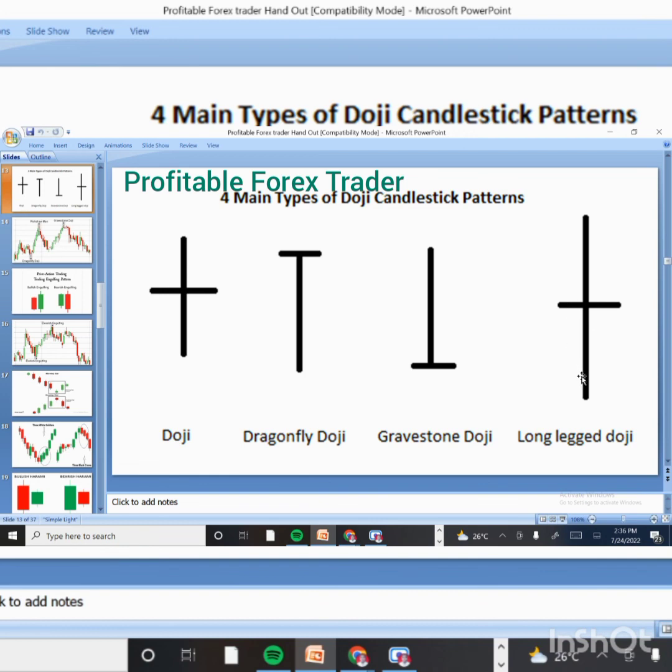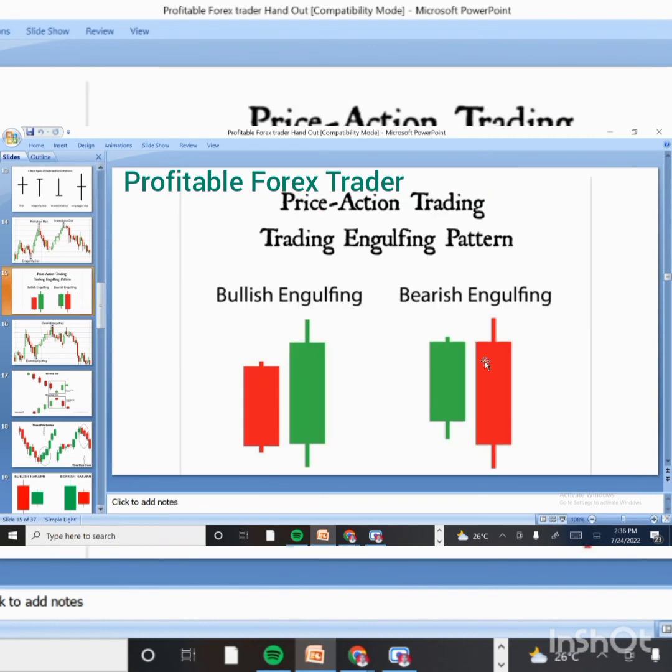All right. So next time we are going to look at this candlestick pattern, bullish engulfing and bearish engulfing candlestick pattern. They are also very important.